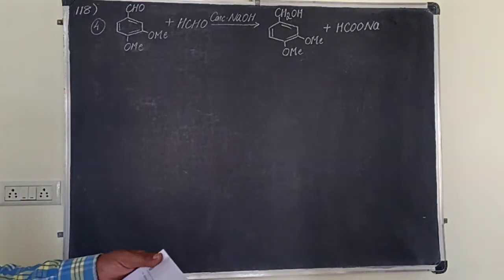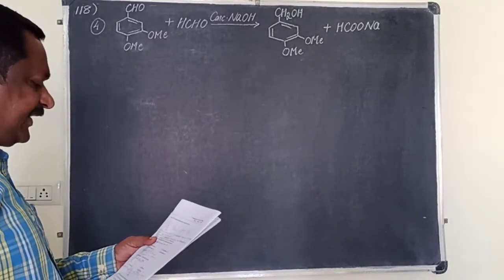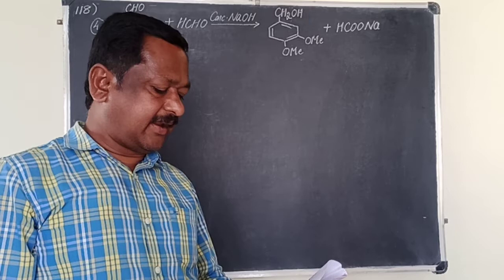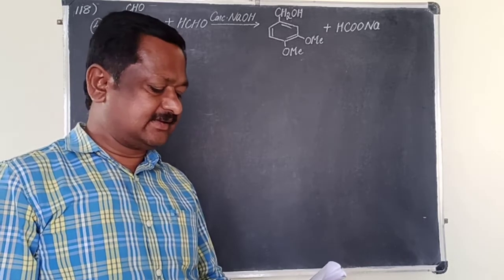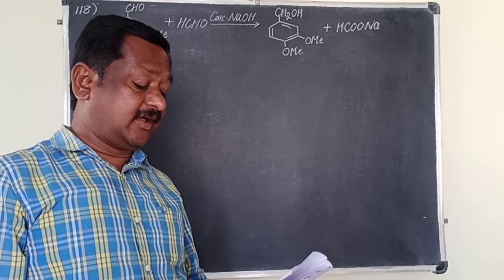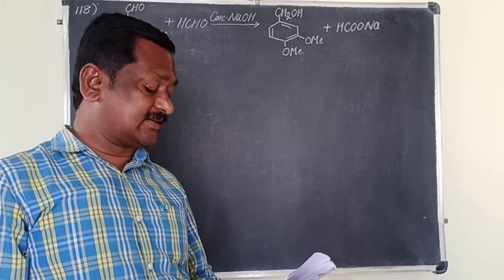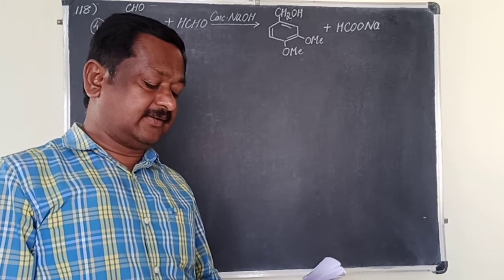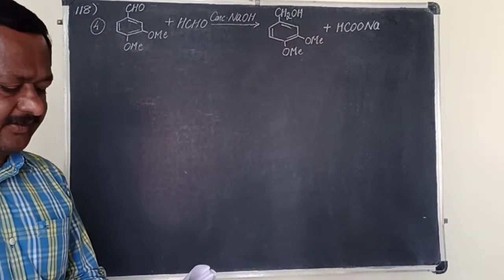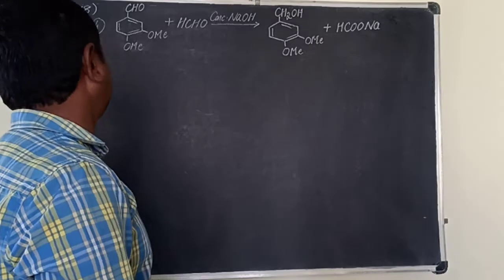119. Which of the following compounds has maximum volatility? The first one, parahydroxybenzoic acid. Second one, metahydroxybenzoic acid. Third one, orthohydroxybenzoic acid. And the fourth one is only benzoic acid. Now, which one has maximum volatility?